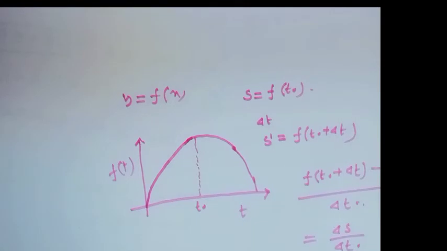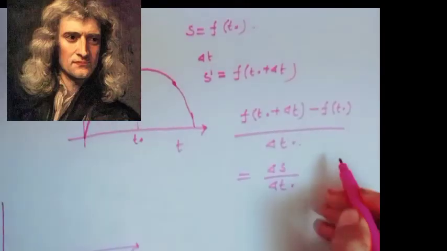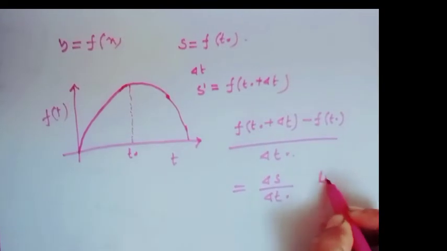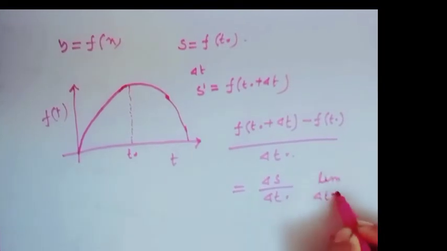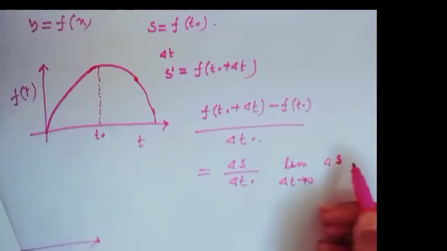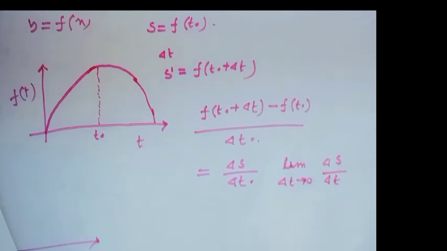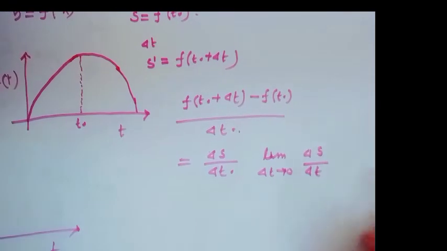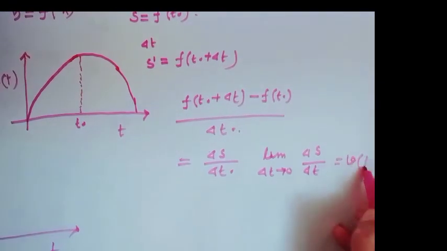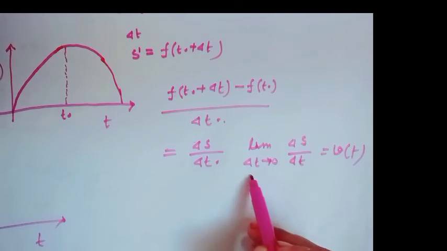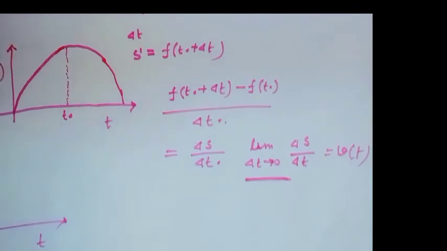That means the limit as delta t tends to 0 of delta s over delta t is equal to v(t), meaning the actual velocity. And this is the notion of limit.